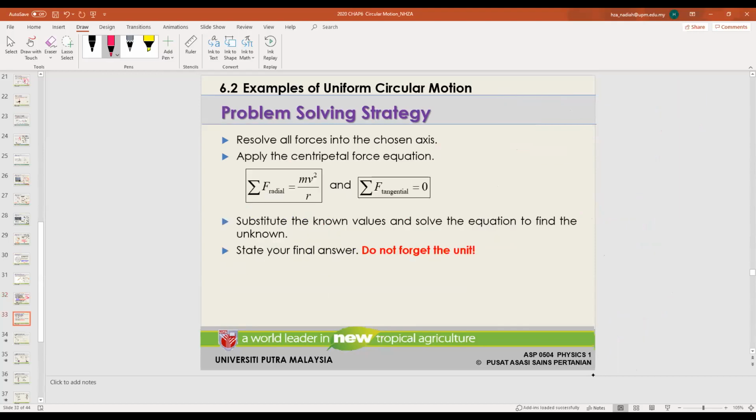And then resolve all forces into the chosen axis. Your radial is your FR. And then this is F tangential, usually FY. It's in the tangential direction. It's always equal to 0 for our circular motion, unless they want to complicate the question, but I doubt that's the case. So you just need to know your FR if you have a circular motion. And then do not forget your units.